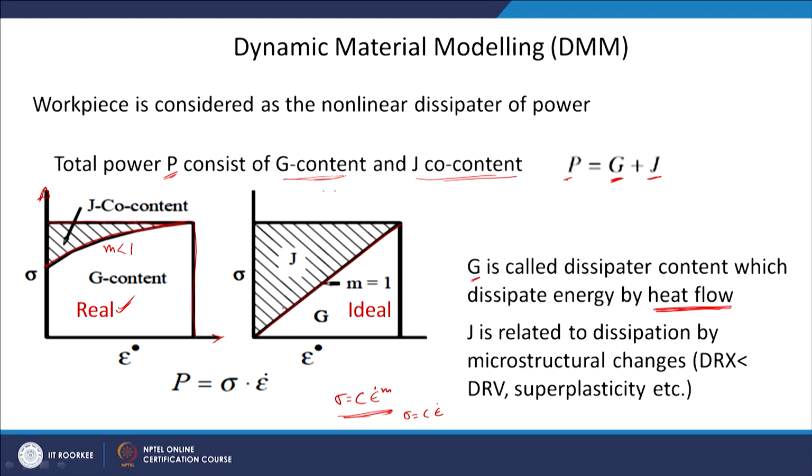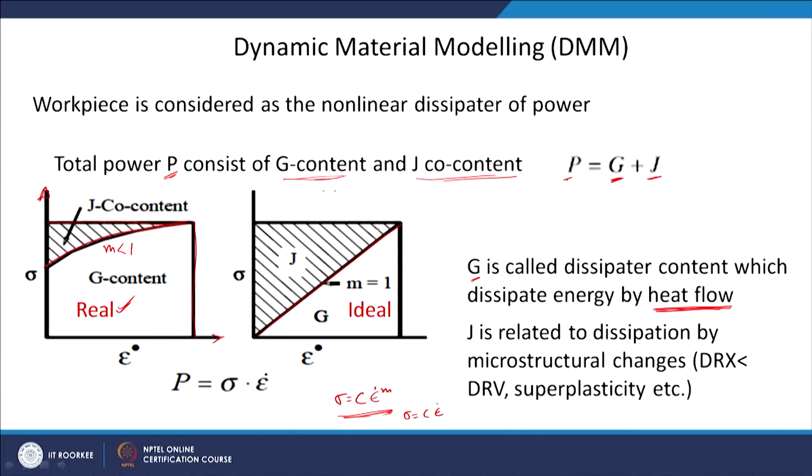So, this is my maximum energy I can put in for microstructural change, which is half of this rectangle. Half of sigma epsilon dot, and now I can very nicely define how much energy is going for microstructural change in a real system. So, this is the maximum I can get for an ideal system, half of the rectangle, and what is the actual energy going in any real system?